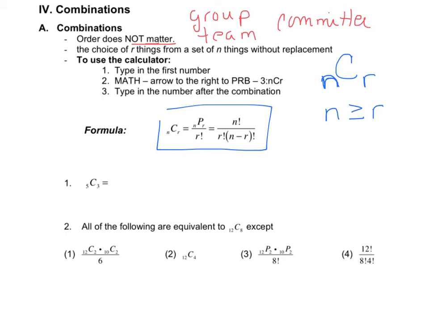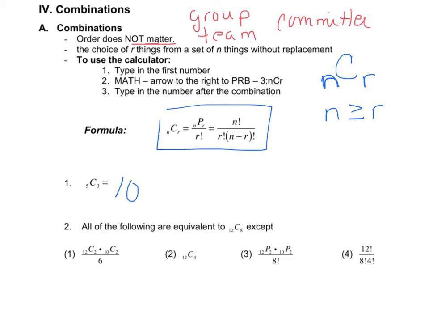So let's take a look at number 1. Combination of 5 things taken 3 at a time. So clear your calculator. You're going to push in 5, math, scroll over to PRB, number 3 for combinations, 3, and then enter. Hopefully you ended up with 10, just like I did.